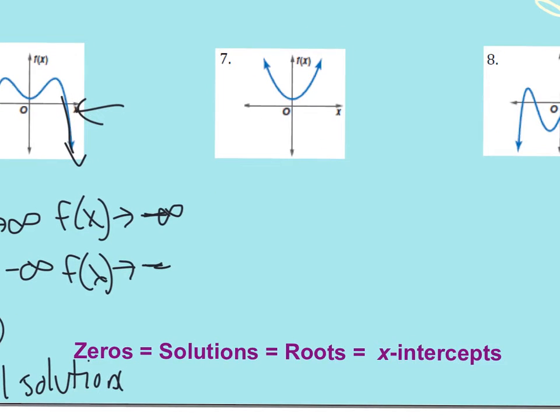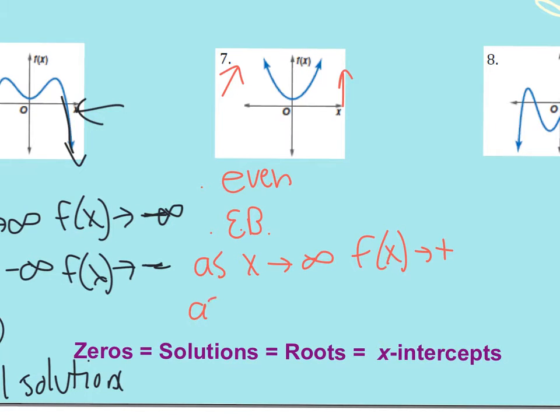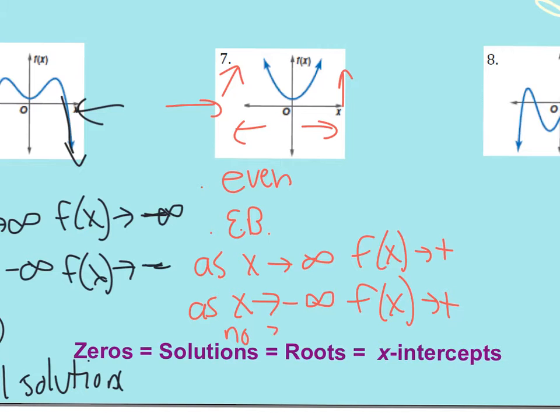So if I come in here in the middle, number 7, first off, it's going to be even. I know that because the ends both go the same direction. As for my end behavior, as x approaches infinity, the function is positive. As x goes towards negative infinity, not negative 8, negative infinity, so left and right, as it goes left, f of x is going to be positive. And then any real zeros, well, none, because it never crosses the x-axis.